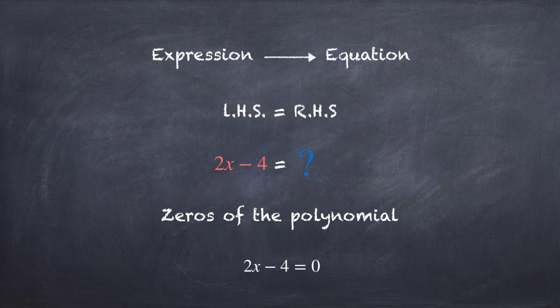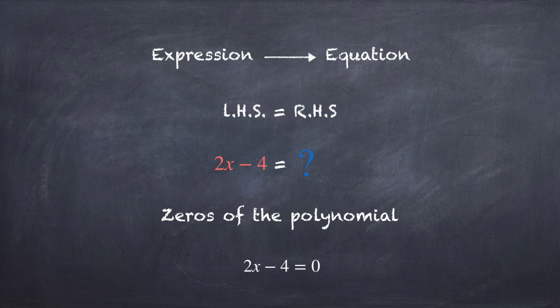Let's take an example. Let's put 2x minus 4 is equal to 0, and by using the algebraic method we can solve for x. But the question now is, can we solve it graphically? Well, let's try. So 2x minus 4 is equal to 0. That was our prior question.